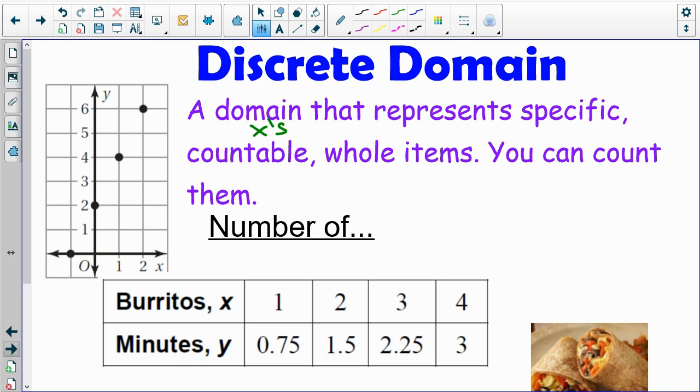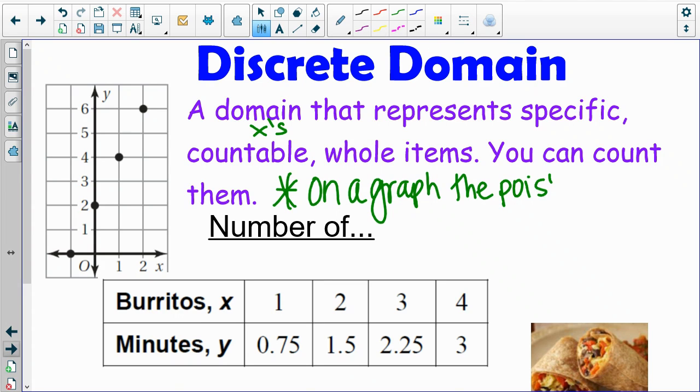Now on a graph, a discrete domain will show up like this, where the points are just graphed alone and not connected. So will you put a little note by this? On a graph, the points are disconnected. So discrete and disconnected.